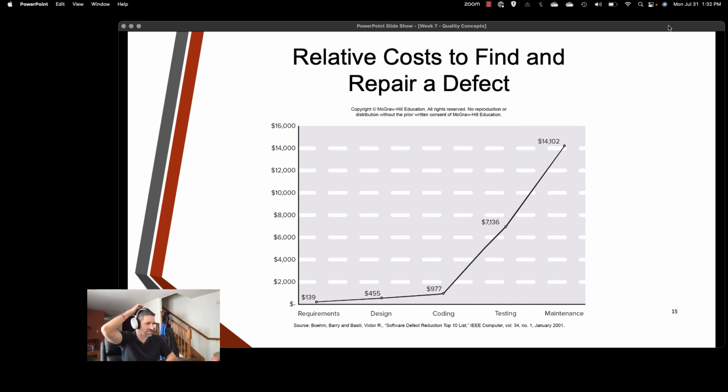All right, so this chart right here is just giving you an idea that the further along the stages of development, the more defects are going to cost to repair. So we want to catch them as early as possible.